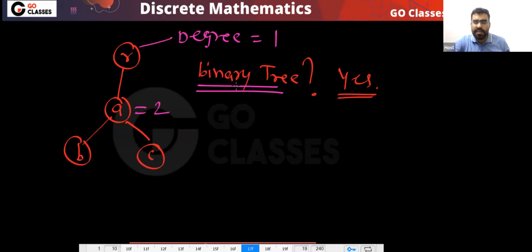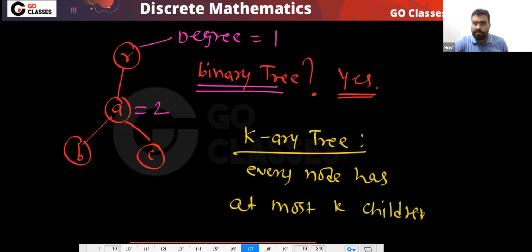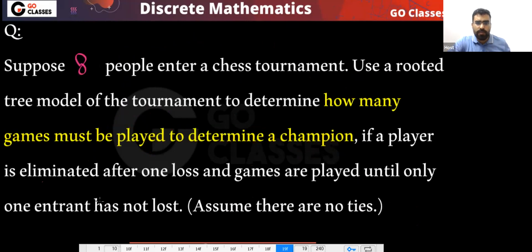Or I can say binary tree means every vertex has at most 2 children. And similarly, what does a k-ary tree mean? This is a rooted tree in which every node has at most k children. This is the definition of a k-ary rooted tree. Every node has at most k children. Very simple.